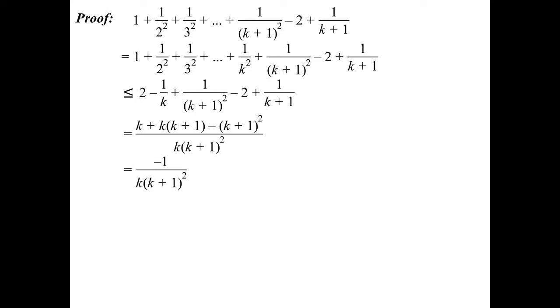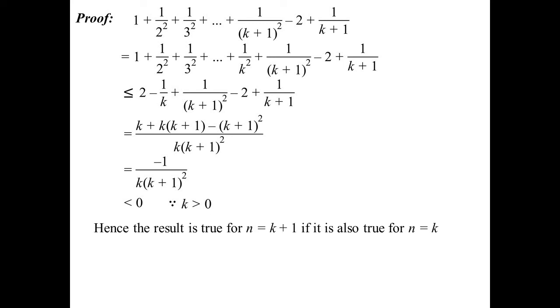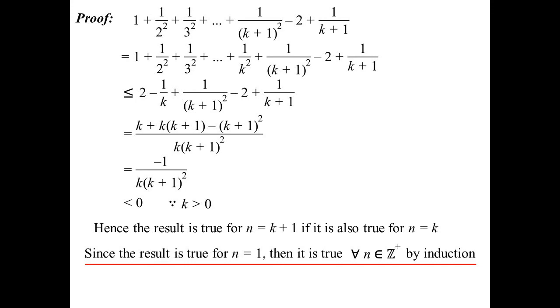So if we pull it all together in one fraction, let's play with the top. The top turns out to be negative 1. Remember, we're trying to show this whole thing's negative. Well, negative 1 is a negative number. k plus 1 squared must be a positive number. And we have assumed k is a positive number. So that fraction must be negative. So we can say that because we know k is greater than 0. Hence, the result's true for k plus 1 if it's true for k.